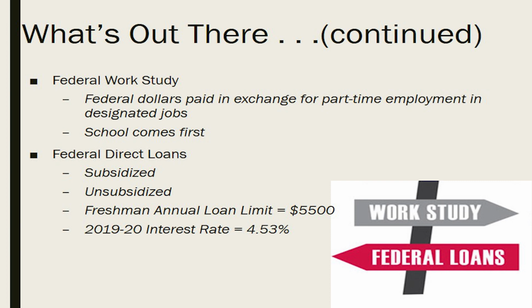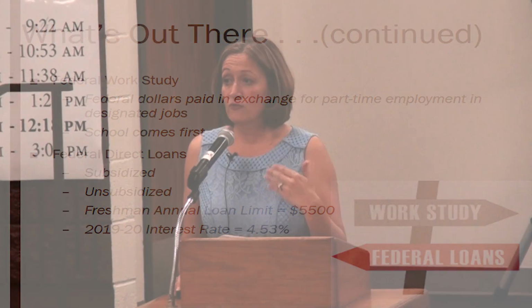Okay. So federal WorkStudy. These are federal dollars paid in exchange for part-time employment in designated jobs. Now most everybody limits the amount of time that the student is able to work because school comes first. And so that is the understanding behind WorkStudy, is that you're supposed to focus on school, but we're going to give you a job that you could potentially earn some extra money. For us, it's usually 20 hours or less.